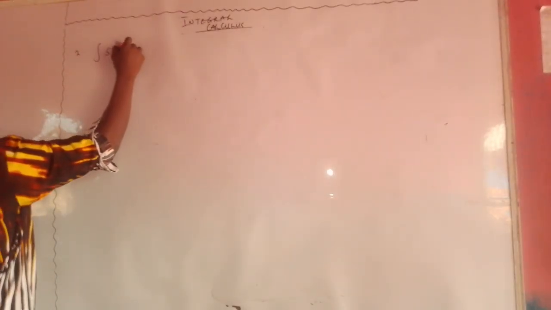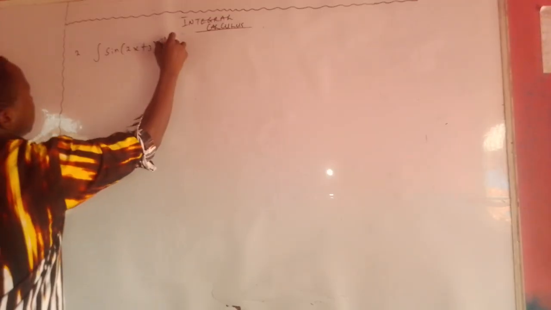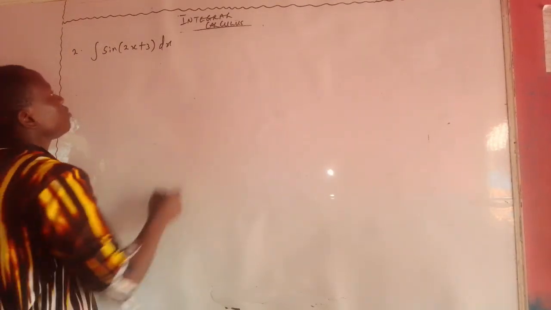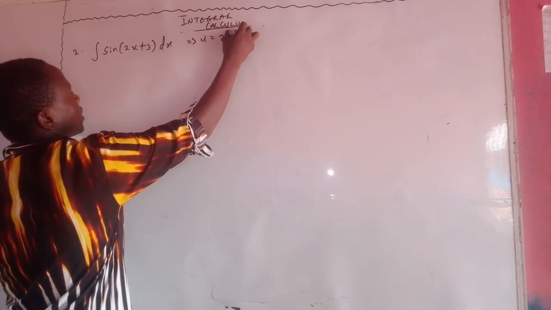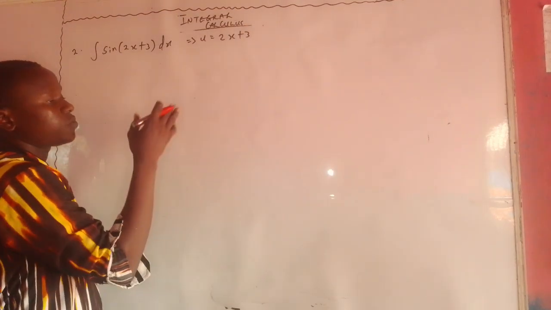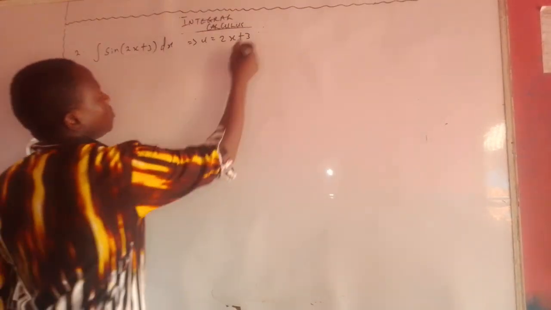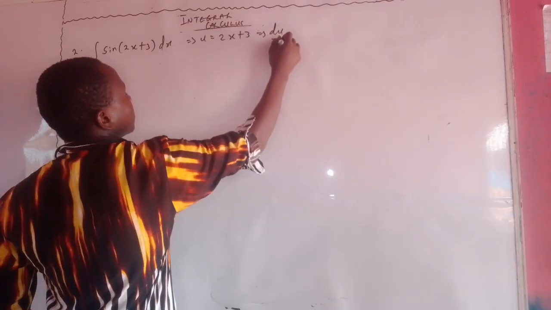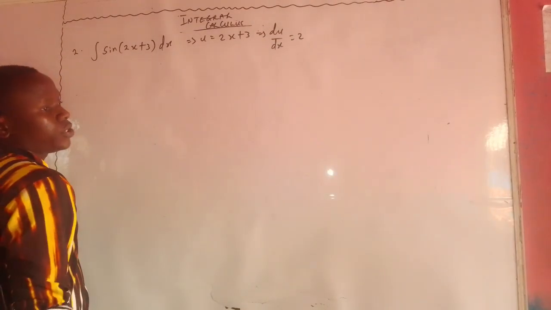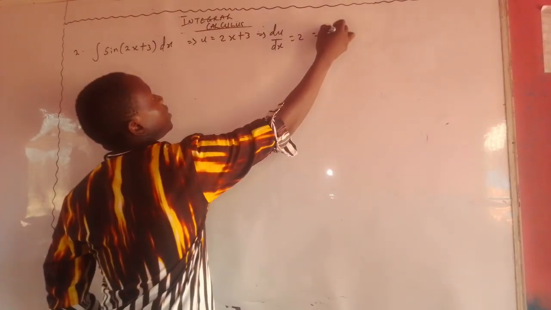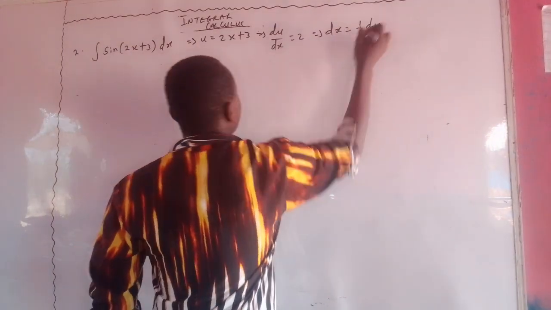Alright, so example 2. Let's say we have the integral of sine of 2x plus 3 dx. If you make the substitution, we're going to have u equal to 2x plus 3. Then we differentiate with respect to x, and if we do that, we have du over dx equal to 2. Then you make dx the subject of the formula, so dx equals 1 over 2 du.